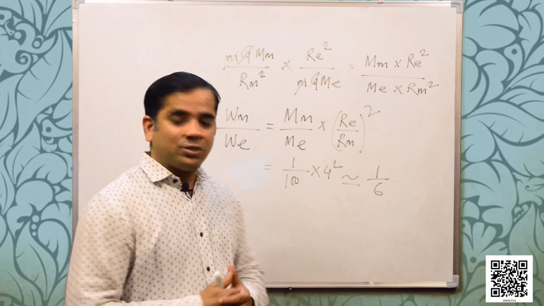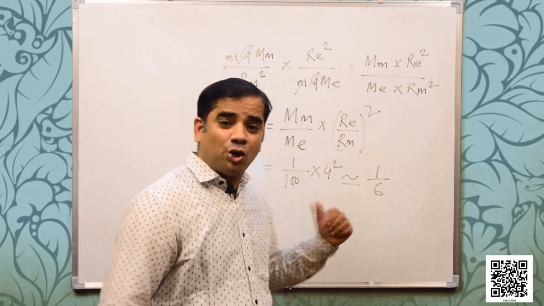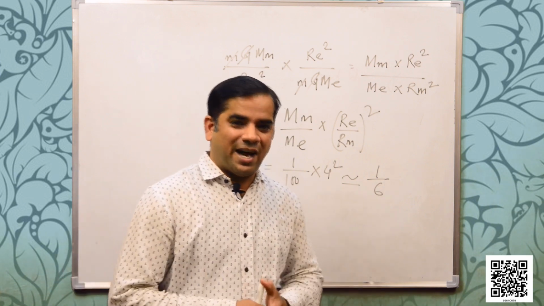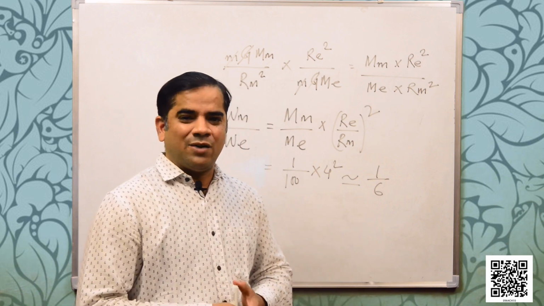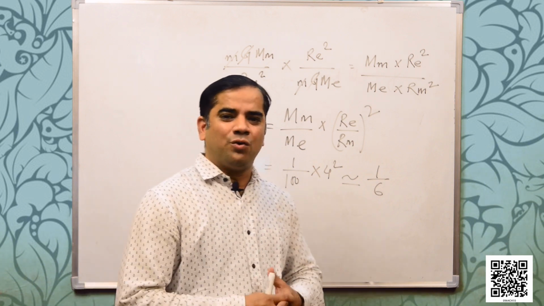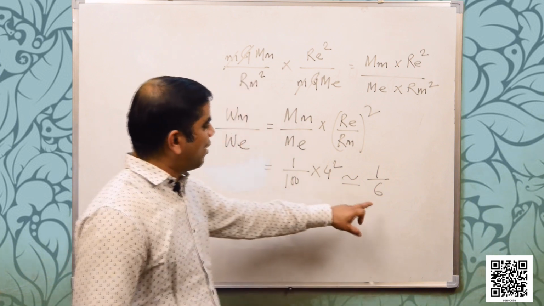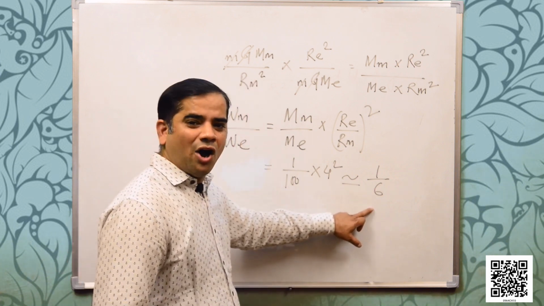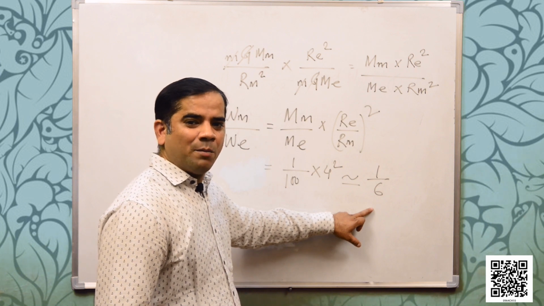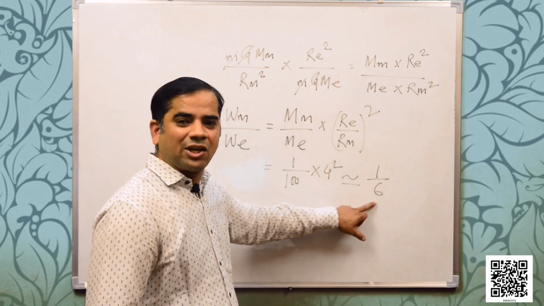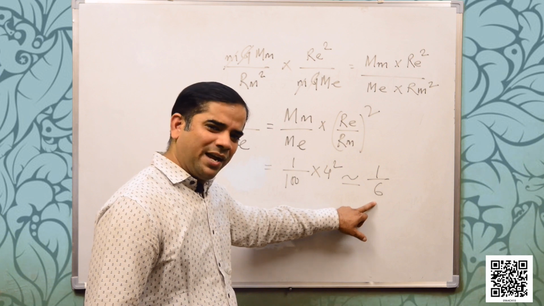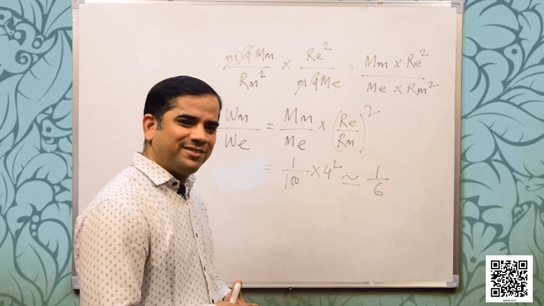Fine. So, students, here is the solution for the question. As the question says, weight of an object on moon is 1/6 its weight on the earth. We have found out that weight of the object on the moon is 1/6 that of the earth. Okay. Hope you have understood this.